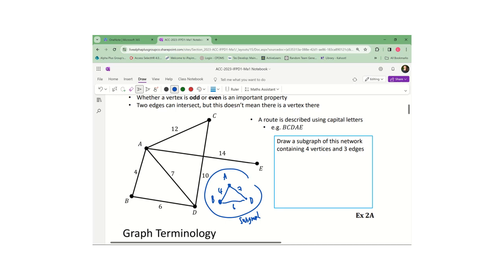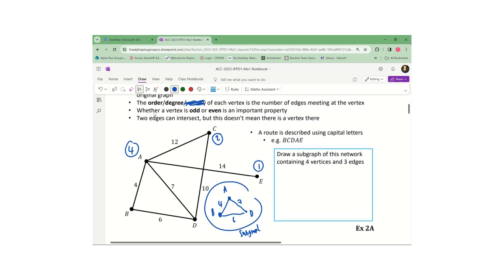If you look at A, it's got 4 arcs coming off of it. So the order of A will be 4. C has 2 arcs coming off it. So the order of the vertex C is 2. And E, for example, just has 1 arc coming from it. So the order of E is going to be 1.